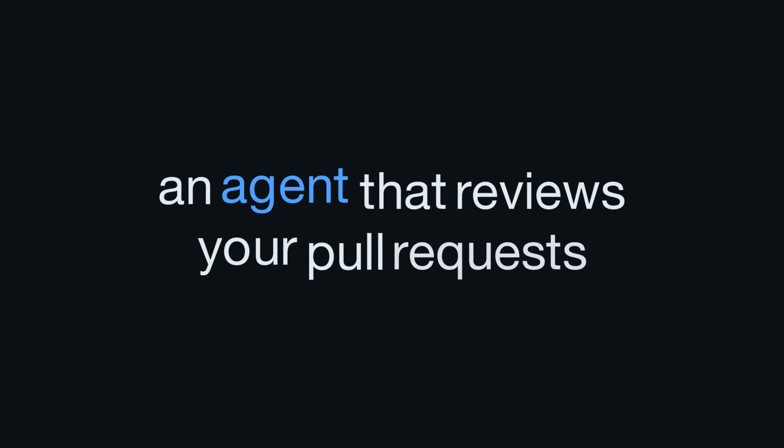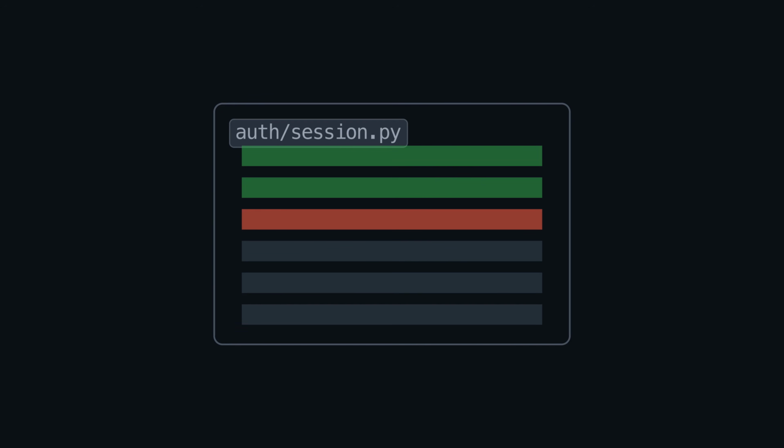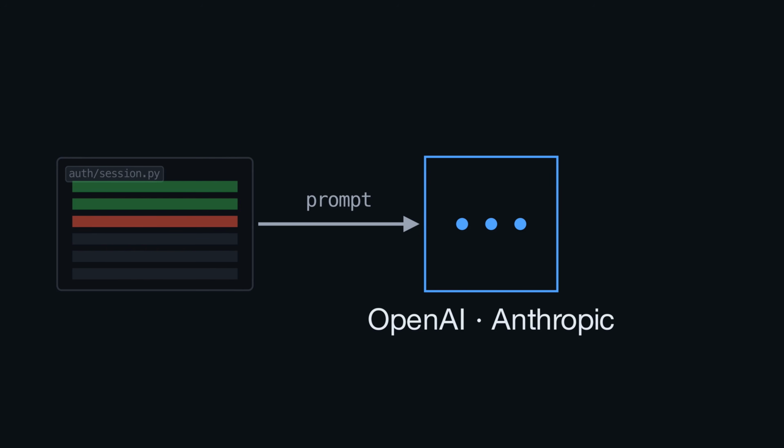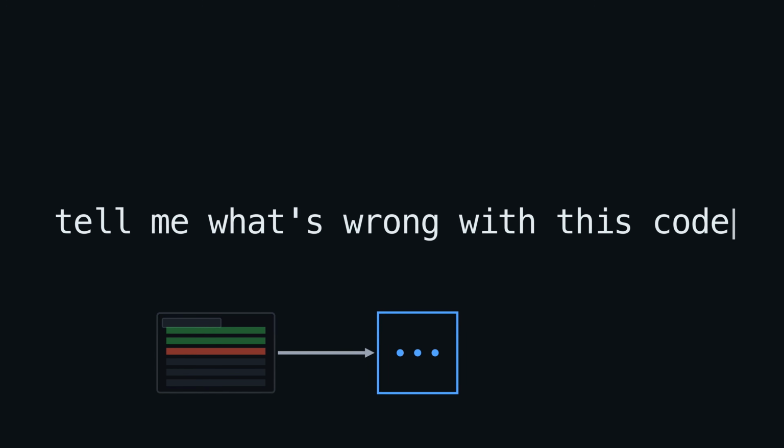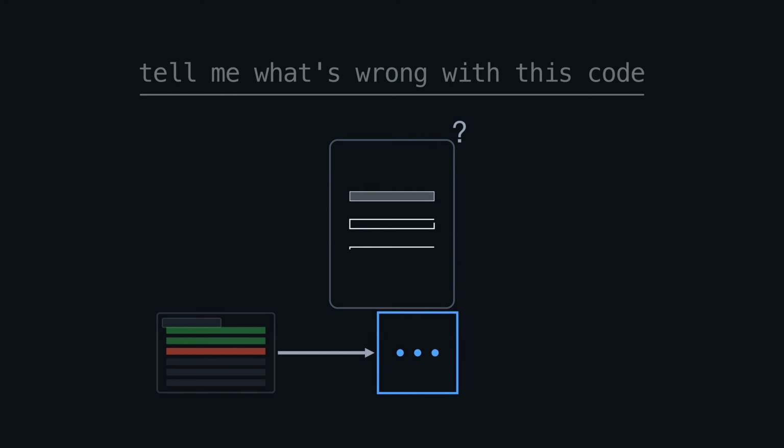Okay, today we are going to build an agent that reviews your pull requests. And here's the plan. We will take the diff of your code, which you have added or deleted, and give it to maybe an OpenAI or Anthropic API with a completion prompt. And in the prompt, we will write, okay, tell me what's wrong with this code, and hopefully expect some good comments out of that LLM.